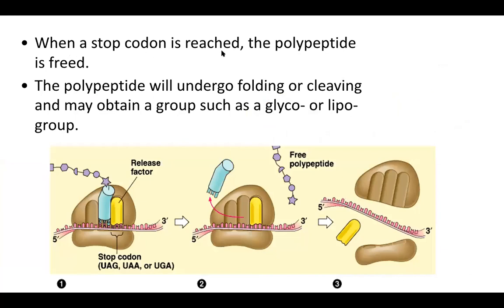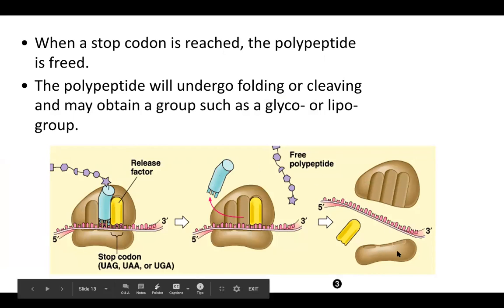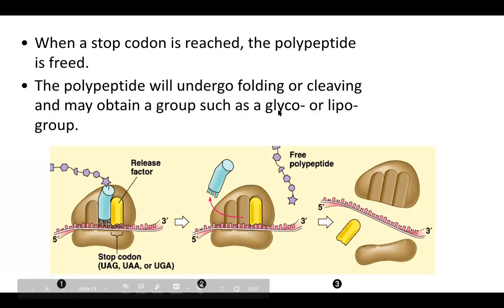All right. When a stop codon is reached, the polypeptide is then freed. It's let go. So here's that releasing factor that's going to bind into the A site. And then that tRNA is going to release the polypeptide chain. It's going to cleave it, and then it's going to dissociate. It's going to leave. It no longer has an amino acid attached to it or polypeptide chain attached to it. And then the large subunit and the small subunit of the ribosome are going to release. The polypeptide may undergo folding, cleaving. It may be added to another group. It may have a glyco, so sugar, or a lipo, fat group, lipo group added onto it, depending on whatever function it has.